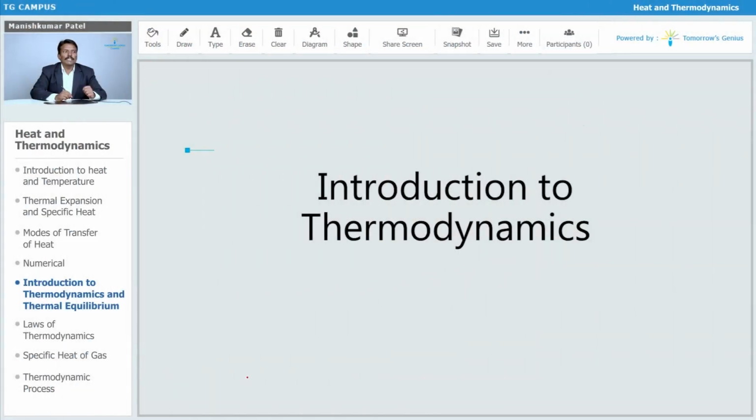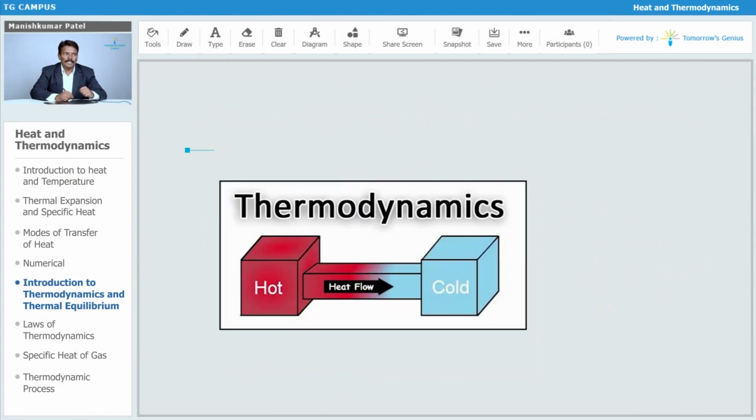So now we have to start with thermodynamics. What does thermodynamics mainly consist of? The word thermodynamics itself consists of two terms. One is thermal energy, which is the heat energy, and this heat is converted into some form of mechanical work. Obviously we have to do some work, so one form of energy is converted into another form of energy.